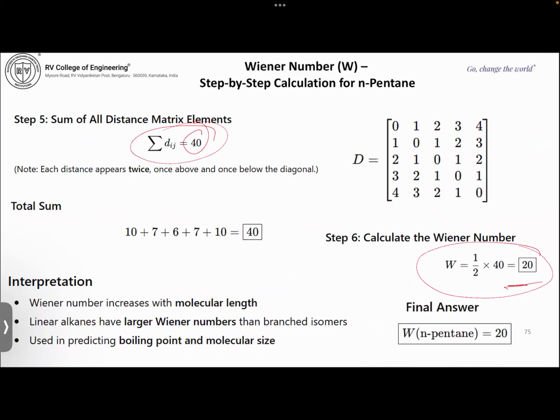So the Wiener number increases with the molecular length. Linear alkanes have larger Wiener numbers than branched isomers. So it is used in predicting boiling point and molecular size. That is the significance of this Wiener number.